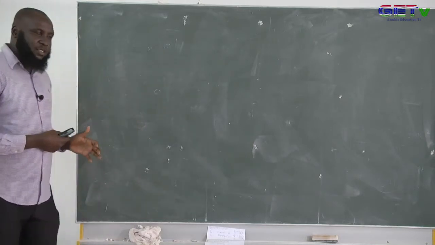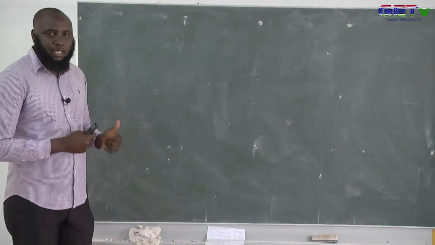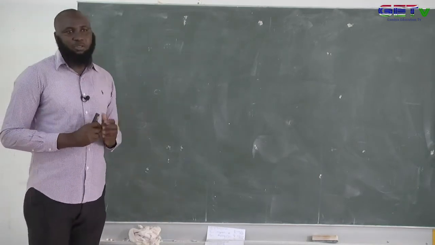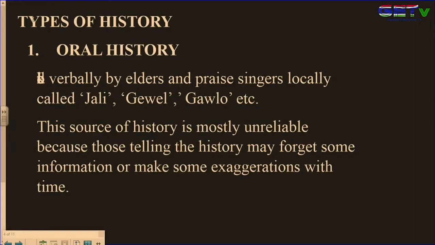Now, history is divided into different components. That is types of history. The number one type of history is oral history. This is also referred to as oral tradition.